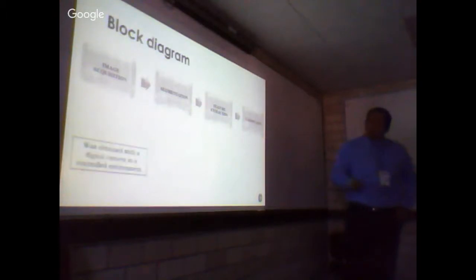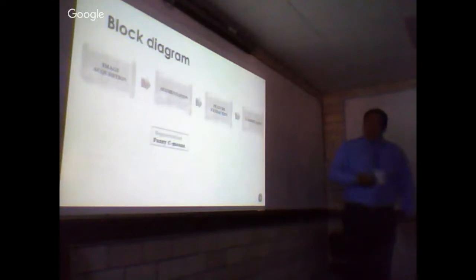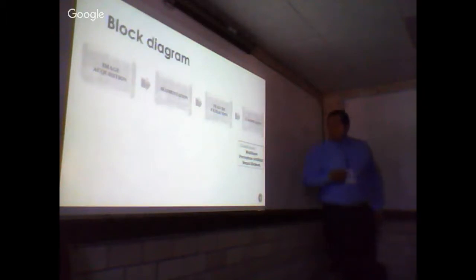In this slide, I show the block diagram of this work. The first block is image acquisition, done with a digital camera and a controlled environment. The second block is the segmentation, for which I used the K-means algorithm. The next block is feature extraction, where the algorithm used is geometric moments. And finally, the classification is done by a multilayer perceptron artificial neural network.